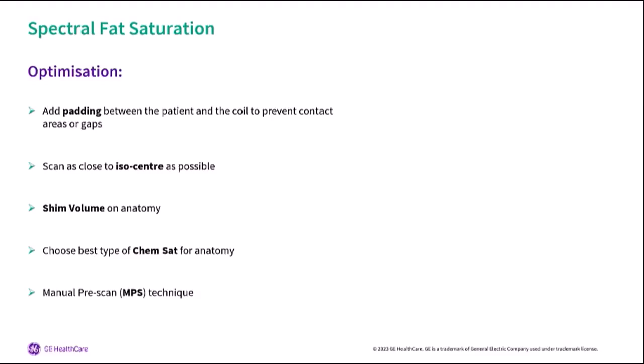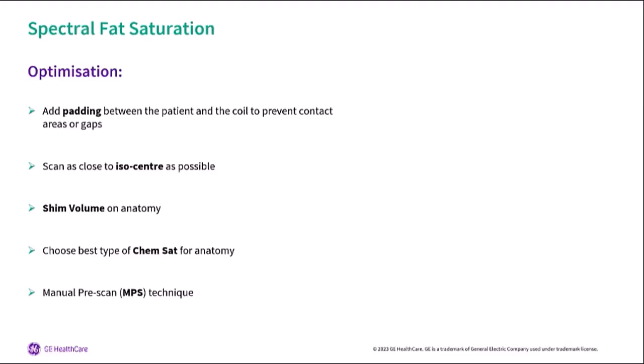Another way that we should always use, and we should always make sure we apply, is a shim volume for these kind of techniques. We should also choose the best type of ChemSat for the anatomy. So as I've mentioned, we have the fat and fat classic and the SPECIAL. So if we are performing breast, if we are performing even a neck or any anatomy that we know is going to be challenging and we have the option to select SPECIAL, we should go so.